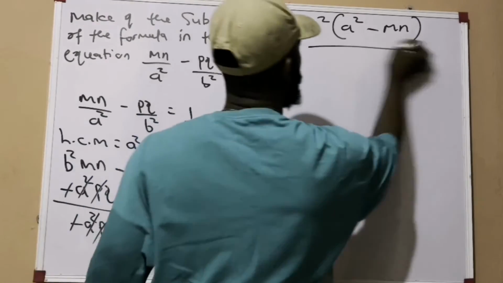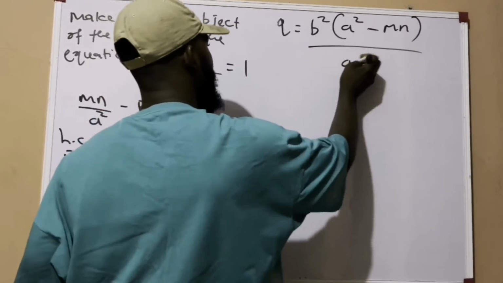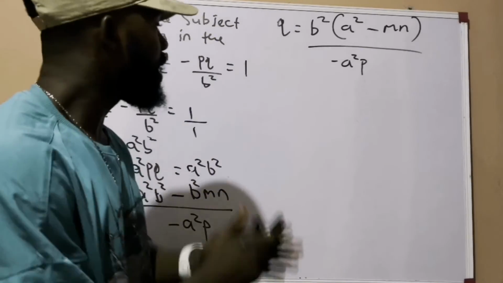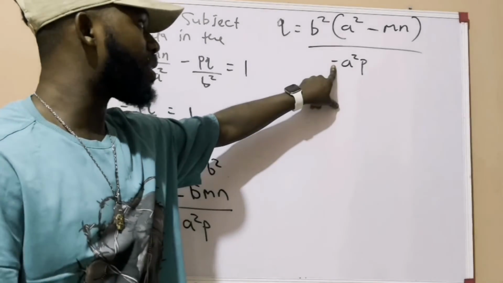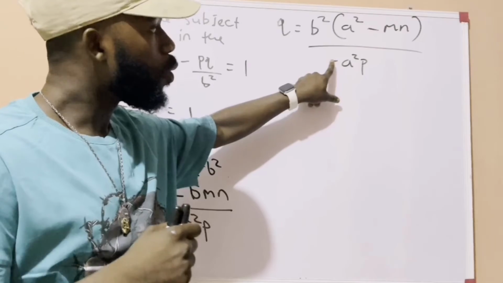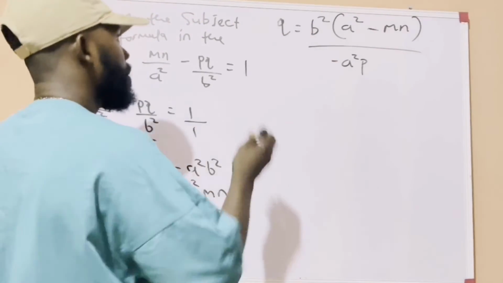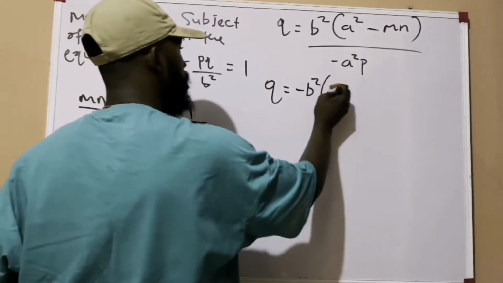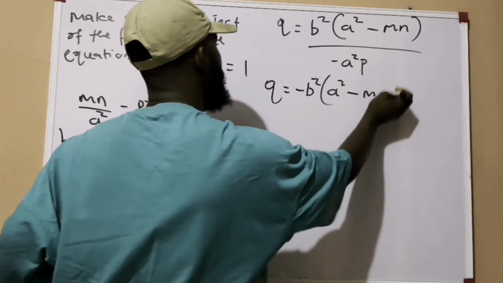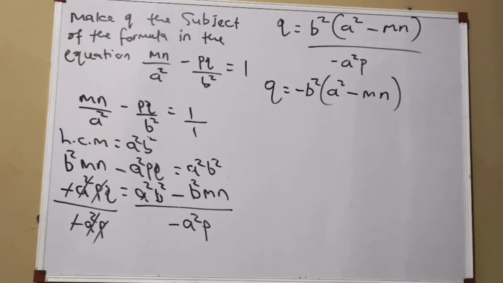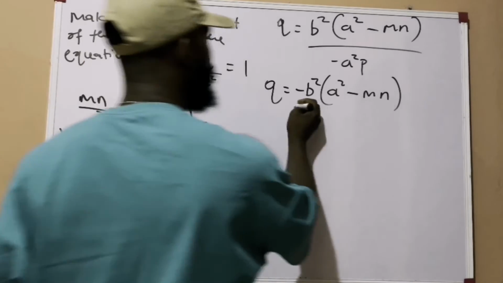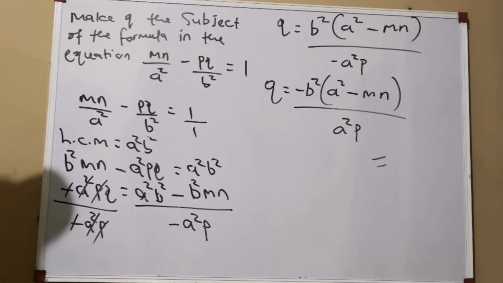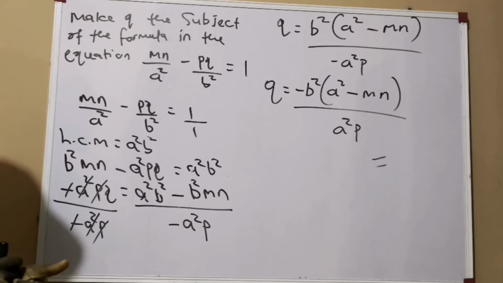Now, all over. Now, remember what I have down is minus a squared p. But don't forget that it doesn't make sense if we leave our denominator with a minus sign. So we take the minus sign to the numerator, and here becomes q is equal to minus b squared into the bracket of a squared minus mn, all over a squared p.